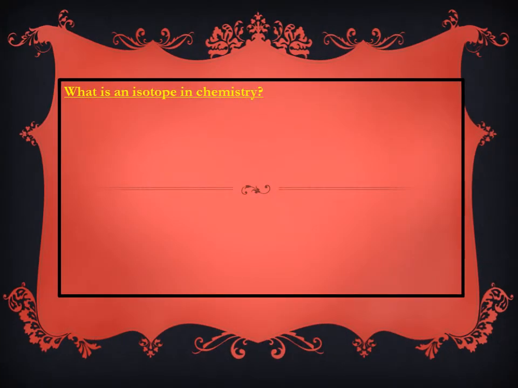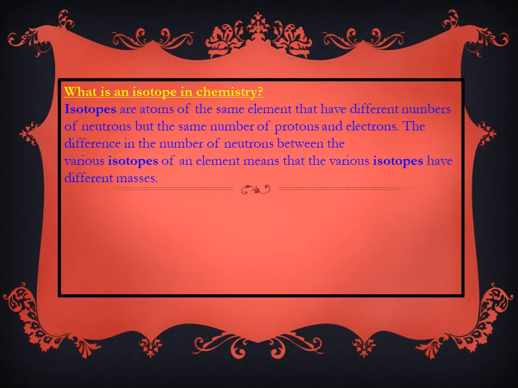Now, what is an isotope in chemistry? Isotopes are atoms of the same element that have different numbers of neutrons but the same number of protons and electrons. The difference in the number of neutrons between the various isotopes of an element means that the various isotopes have different masses. Now the next, how does an isotope form?